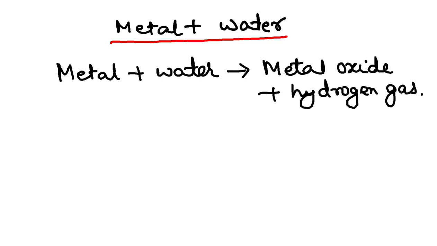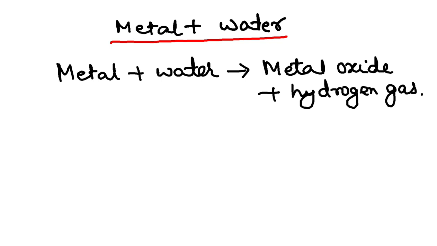For example, in some cases the reaction will be highly exothermic, highly violent. In some cases it will be less exothermic, and in some cases you need to take hot water. In some cases you need to take steam, and there are some metals which do not react with water at all. So we are going to study all the particularly important metals one by one, and see how they react with water.